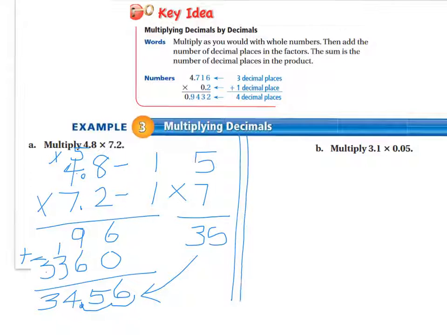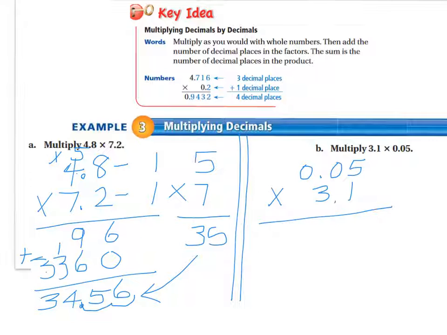Let's look at question B. Multiply 3.1 times 0.05. Again, I like to put the number with the most digits on top. You can do it the other way. It doesn't really matter. That's just my preference. First step, multiply as usual.